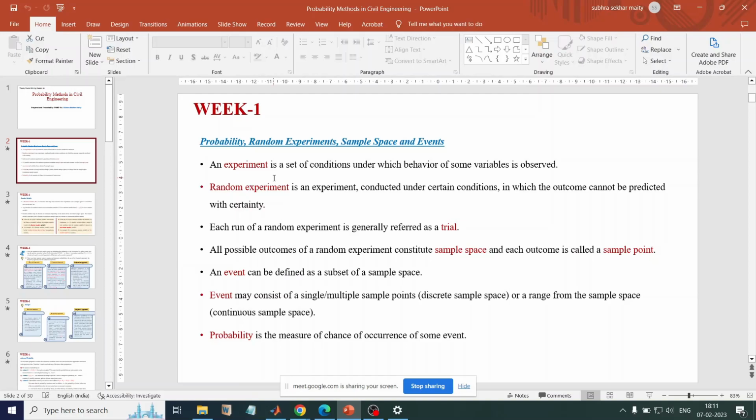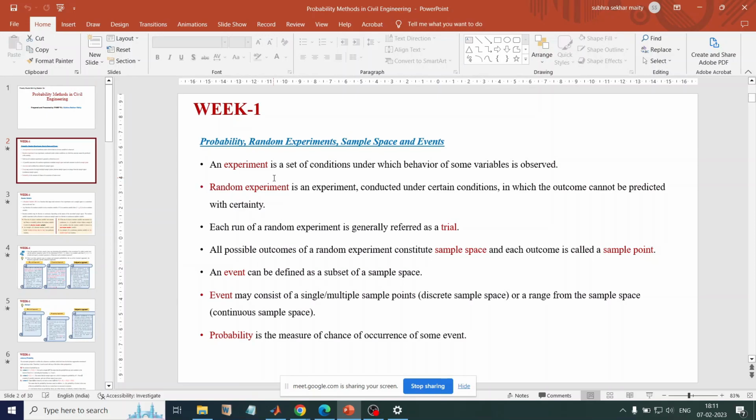An experiment is a set of conditions under which the behavior of some variable is observed. Suppose you are tossing a coin. In that you are making an experiment. Tossing a coin is an experiment, and we don't know what the outcome will be, whether head will fall or tail will fall. So the outcome of the experiment is uncertain. That is called a random experiment. And each toss of this random experiment, whether we toss one time or two times, is called a trial.